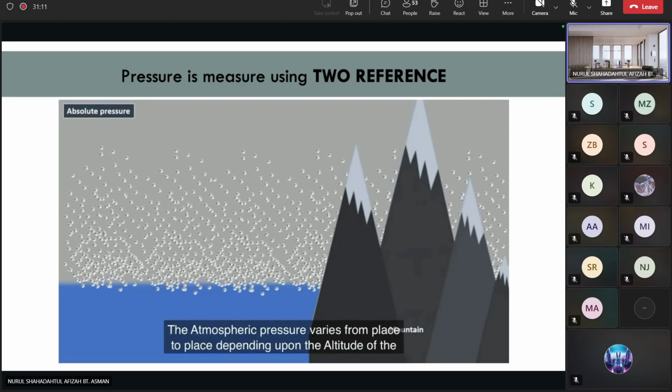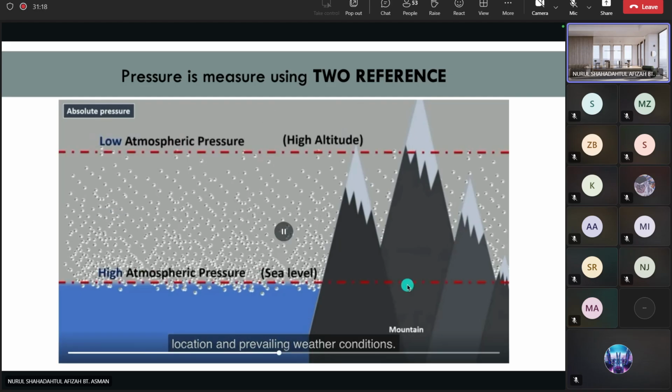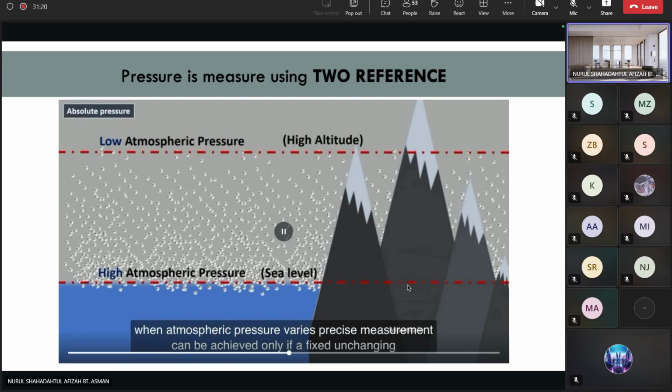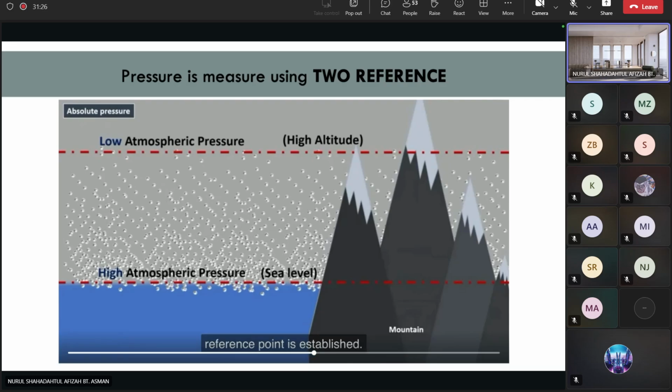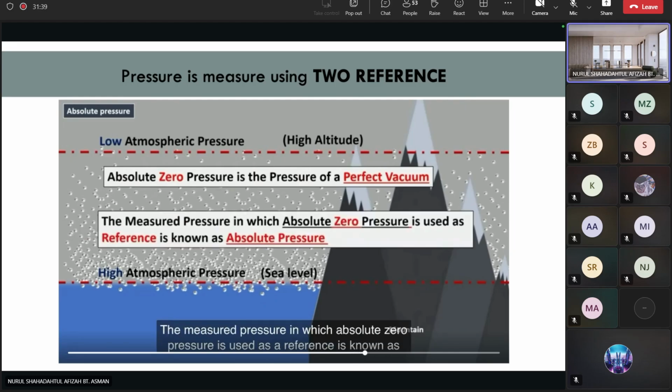The atmospheric pressure varies from place to place depending upon the altitude of the location and prevailing weather conditions. When atmospheric pressure varies, precise measurement can be achieved only if a fixed unchanging reference point is established. So here, absolute zero pressure is used as the reference. Absolute zero pressure is the pressure of a perfect vacuum. The measured pressure in which absolute zero pressure is used as the reference is known as absolute pressure.